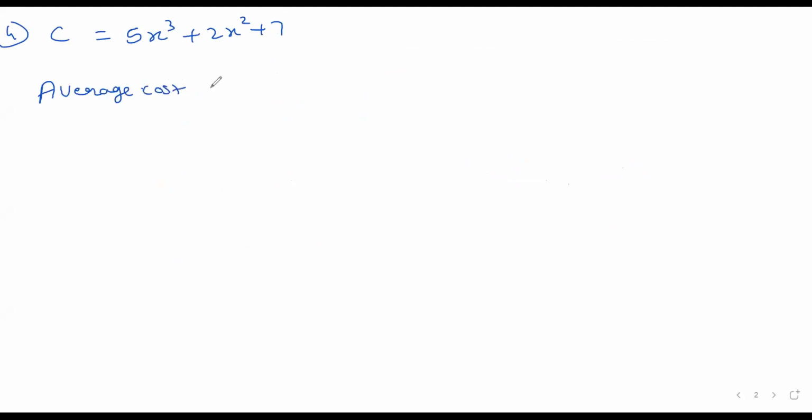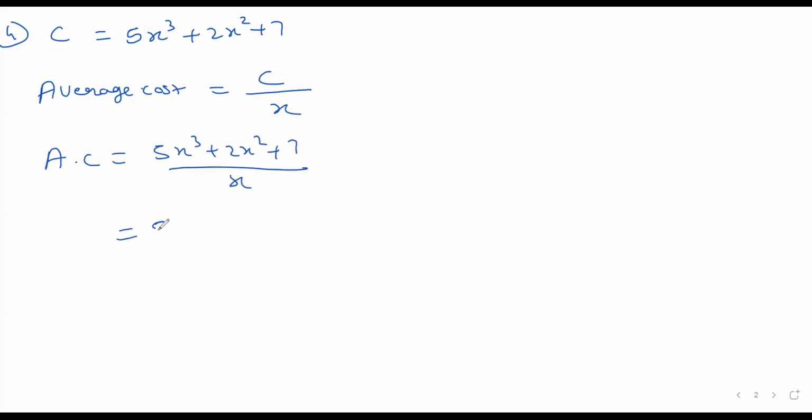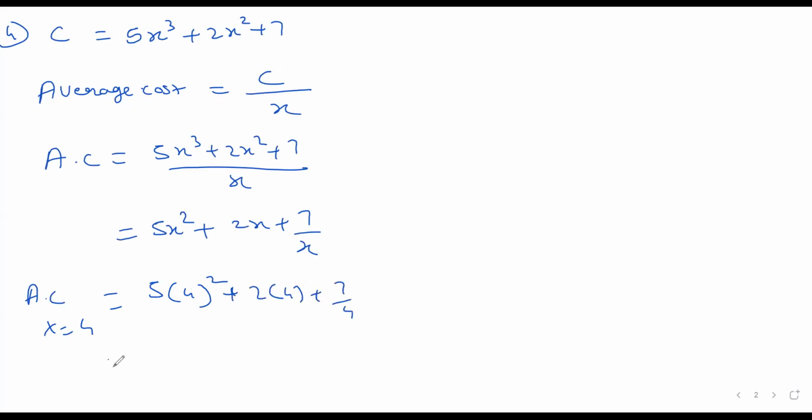Average cost is total cost upon x. So average cost is 5x cube plus 2x square plus 7 upon x. That is 5x square plus 2x plus 7 by x. You want average cost at x is equal to 4. So 5 into 4 square plus 2 into 4 plus 7 by 4. 16 fives are 80 plus 8 plus 7 by 4. 88 plus 7 by 4.